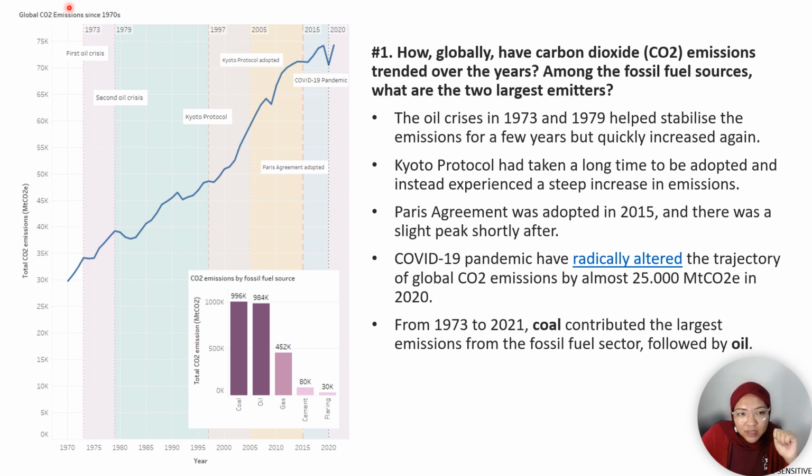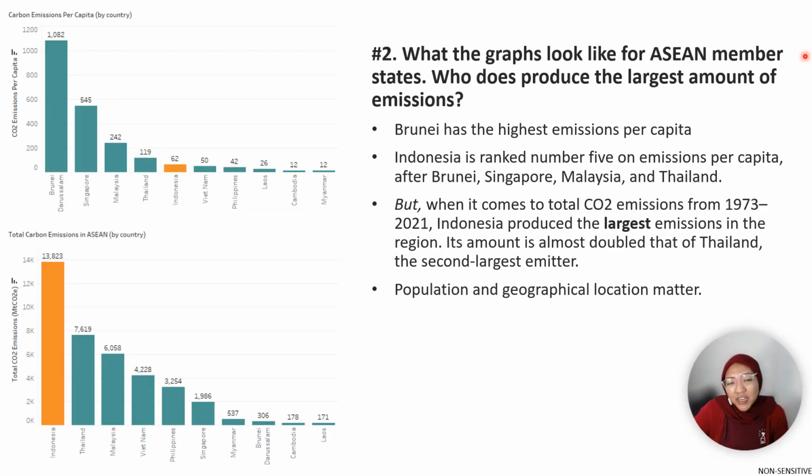From 1973 to 2021, that you see in the graph below, coal contributed the largest amount from the fossil fuel sector. In the bar chart, you can see that oil follows coal on this matter. The bar chart shows the emissions produced by coal and oil are comparable, at around 12,000 megaton CO2 equivalent. Since I live in Southeast Asia, I wonder what the graphs look like for ASEAN member states.